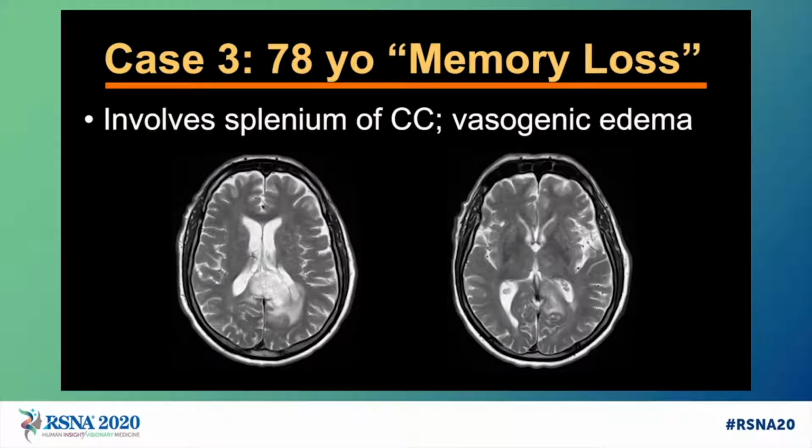The T2 weighted sequences show that this lesion involves the splenium of the corpus callosum and also demonstrates some surrounding vasogenic appearing edema.